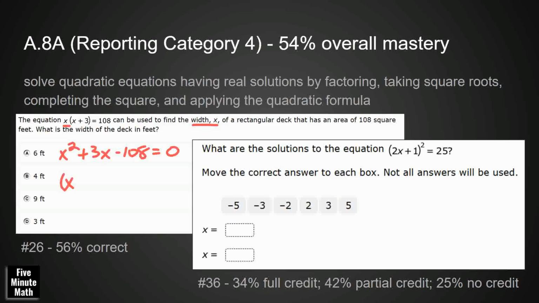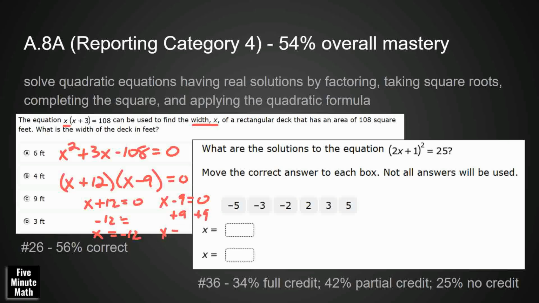It needs to be a positive 3, so I'm going to do x plus 12, x minus 9. That will get me a negative 108 in the C term. It'll give me a positive 3 in the B term. Now I need to use the zero product property, and I need to do x plus 12 equals 0. If I subtract 12 from both sides, I'm going to get x equals negative 12. Then I need to do it with this other term, x minus 9 is 0. Add 9 to both sides, right? And you're going to get x equals 9.